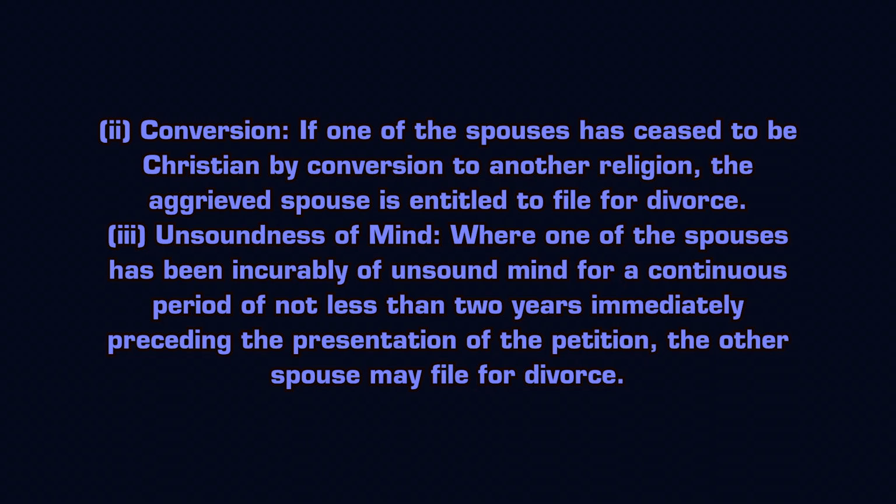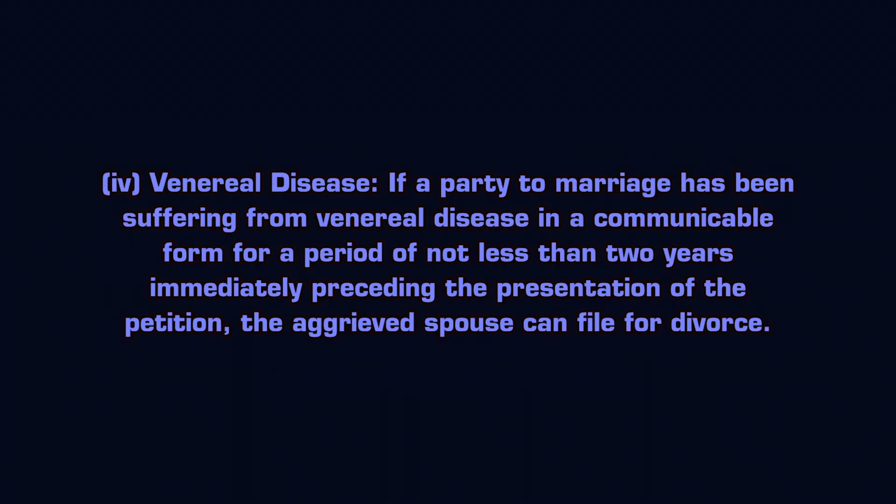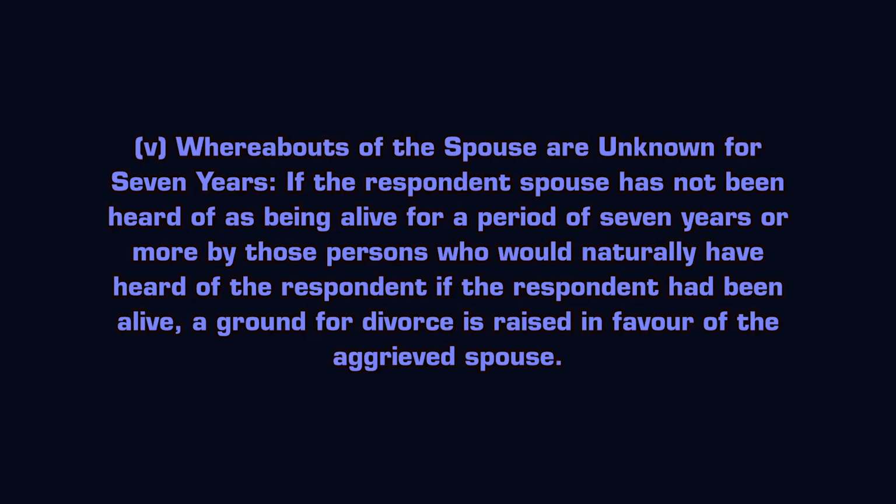Immediately preceding the presentation of the petition, the other spouse may file for divorce. Then the next ground is venereal diseases. If a party to marriage has been suffering from a venereal disease that is in a communicable form, for a period of not less than 2 years immediately preceding the presentation of the petition, the aggrieved spouse can file for divorce. Next, whereabouts of the spouse are unknown for a total of 7 years.